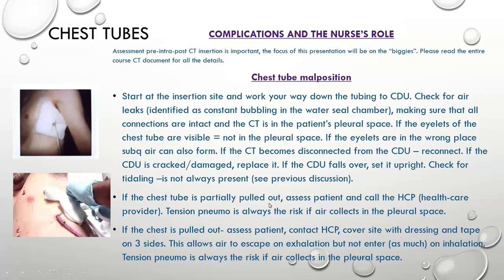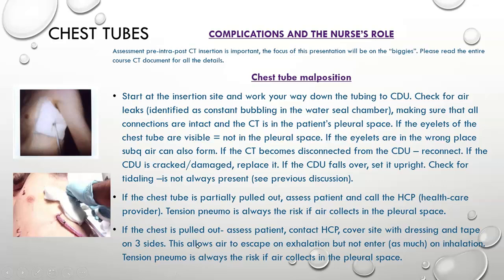If the chest tube is partially pulled out, assess the patient. You need to immediately call the healthcare provider, because if there's air that's being re-entered into the patient's chest, we've talked about the risk is a tension pneumo. So that's almost the answer to a lot of questions. Tension pneumo is the risk. And the reason why is because it's life-threatening.